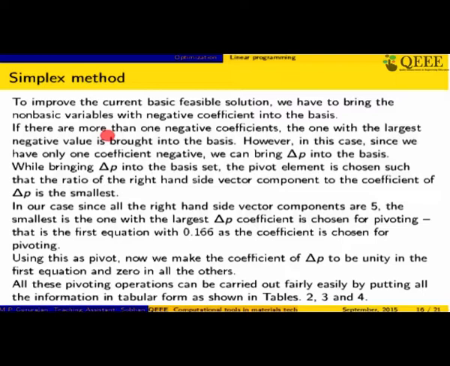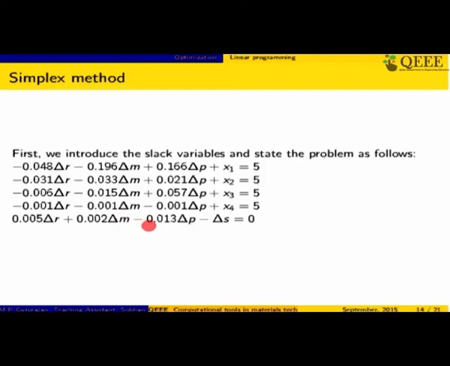But there is one non-basic variable with a negative coefficient. So we want to bring that into the basis. Okay, if there are more than one negative coefficient, the one with the largest negative value will be brought into the basis. So in this case minus 0.013 is there, but suppose if this is negative and this is negative, then also this will be chosen because that has the largest. But if it is minus 0.013 and this is minus 0.53, then that will be brought into the basic variable, and then the algorithm will proceed.